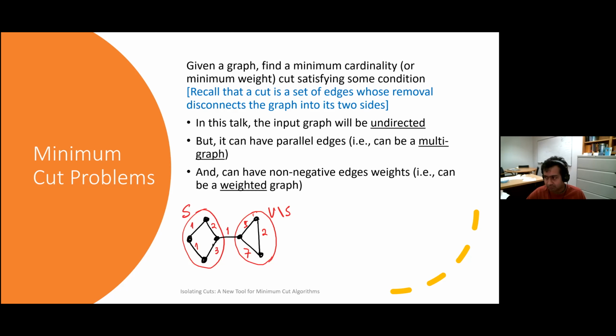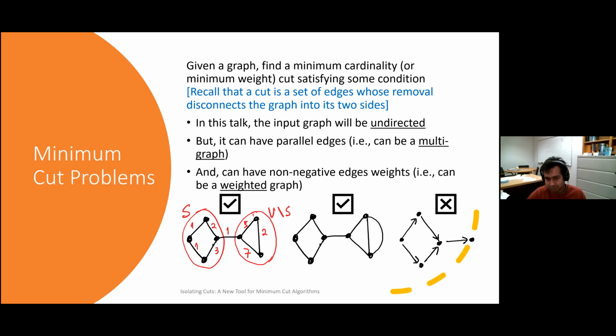In this talk, the input graph will always be undirected, although some of the work that we have been doing, not quite related to isolating cuts, but in the general area, is for directed graphs. But as far as this talk is concerned, all the graphs will be undirected. But the graphs can have parallel edges, so it can be a multi-graph, and it can also have non-negative edge weights, so it can be a weighted graph. The first one is a weighted graph, the second one is a multi-graph, the third one is a directed graph. We are excluding that from this talk.